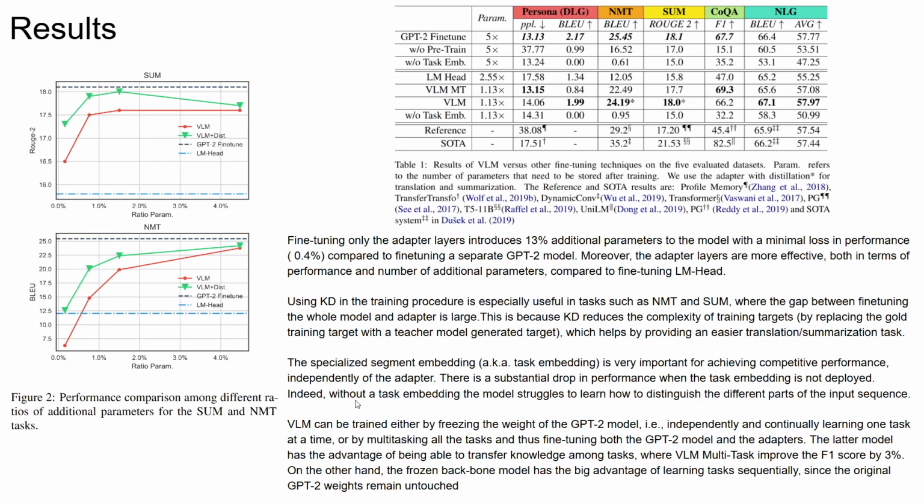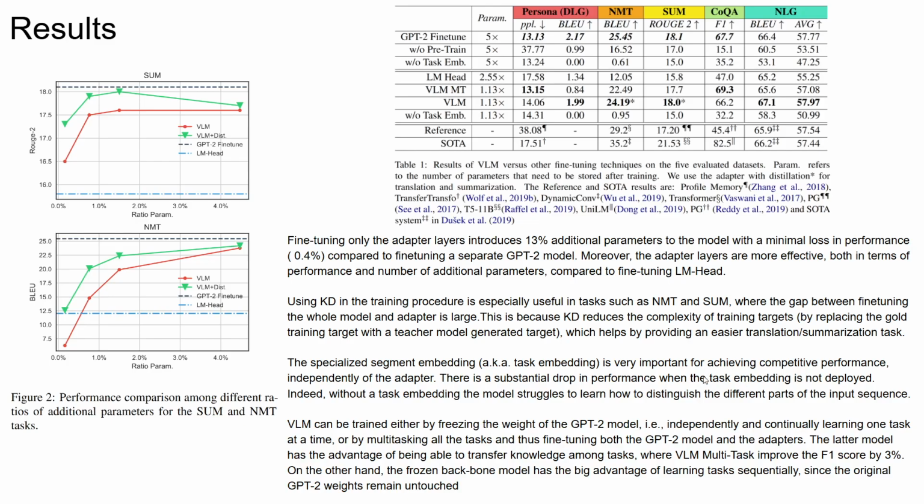And now finally, the visual language model can be trained in two ways. One is where you freeze the weights of the GPT-2 model and then independently and continually learn one task at a time. So you get multiple different tasks learned one after the other. Or you can do multitasking and then fine tune both the model and the adapters. So both of them are viable options.